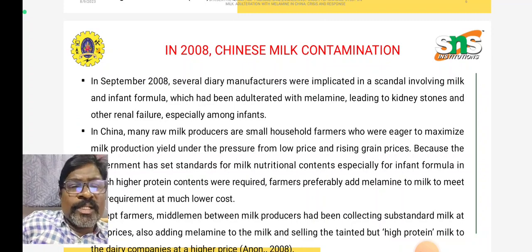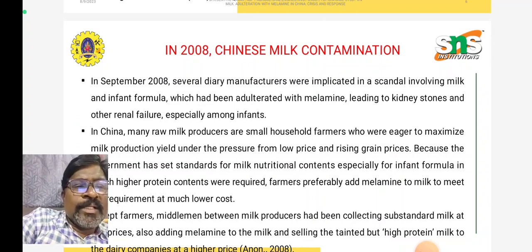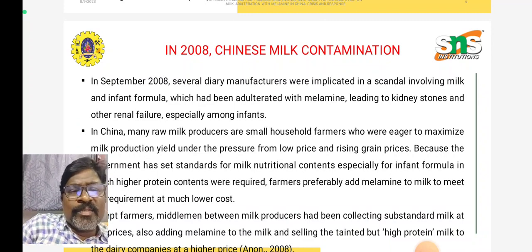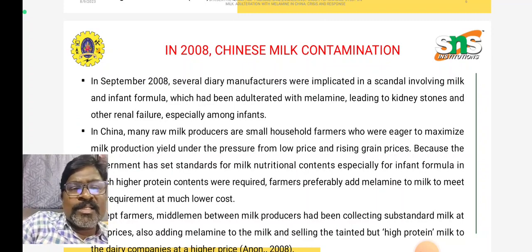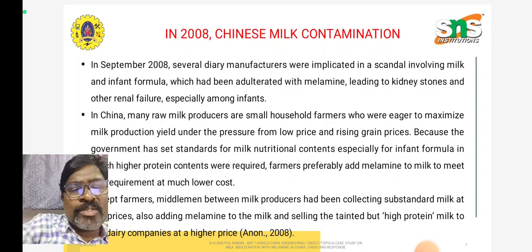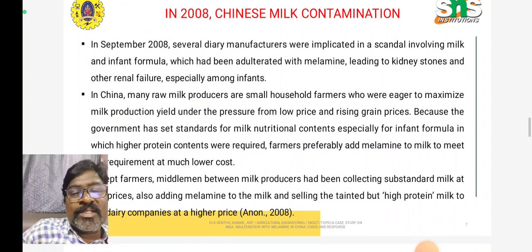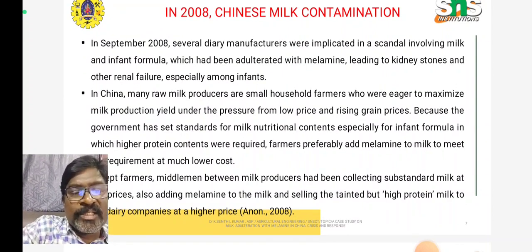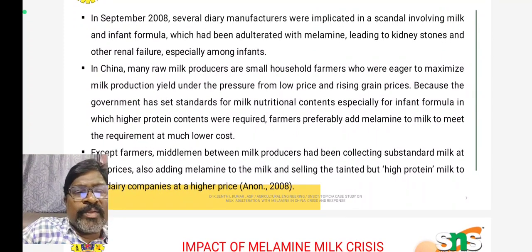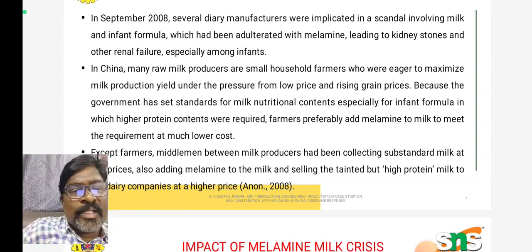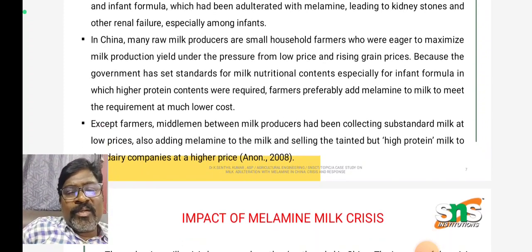In September 2008, several dairy manufacturers were implicated in a scandal involving milk and infant formula which had been adulterated with melamine, leading to kidney stones and other renal failures, especially among infants. In China, many raw milk producers are small household farmers who are eager to maximize milk production yield under the pressure from low prices and rising grain prices. Because the government has set standards for milk nutritional contents, especially infant formula requiring high protein contents, farmers preferably add melamine to milk to meet the requirement at very low cost.